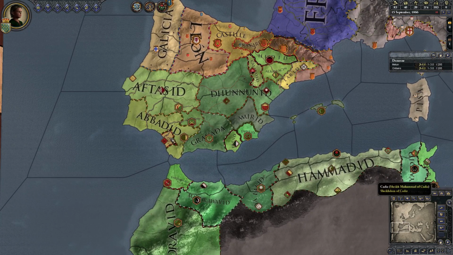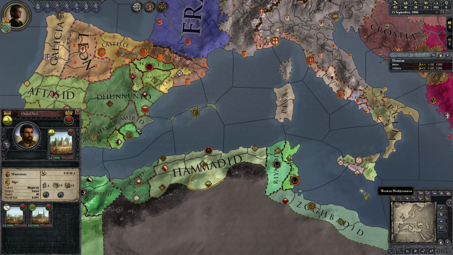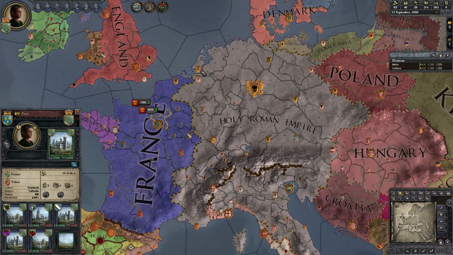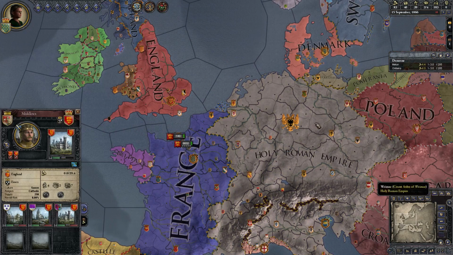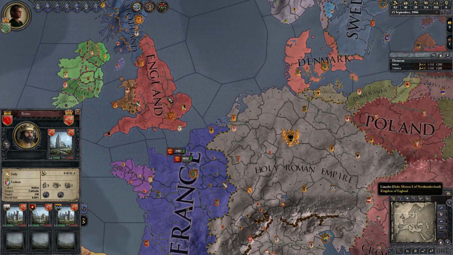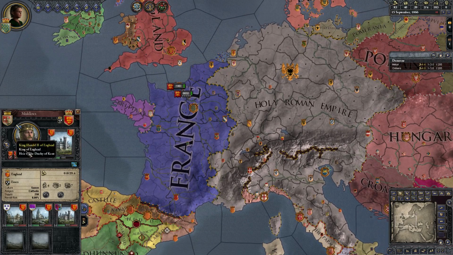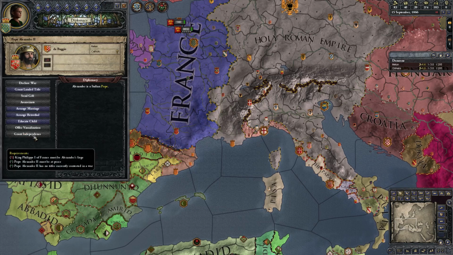We've also got the Pope-sanctioned invasion. Now let's say we're playing as a Christian and I want to attack England, but I don't have any claim to it. Well, if the Pope likes me enough and he hates the King of England enough, I can first, usually as a good start, get him excommunicated from the church, and then I can ask the Pope for permission.